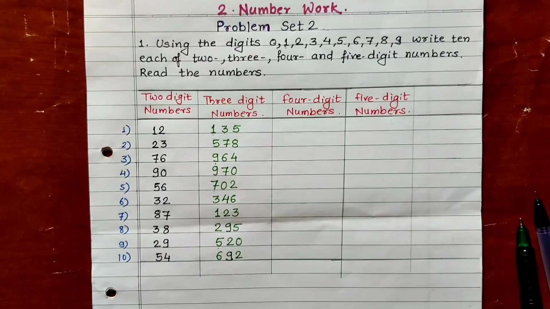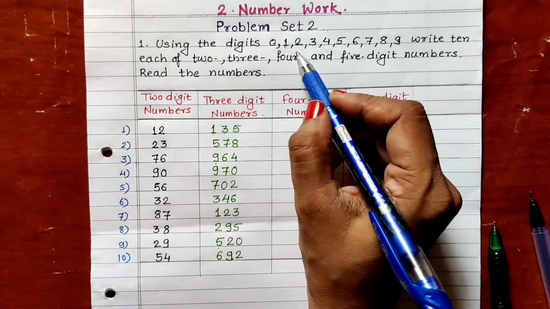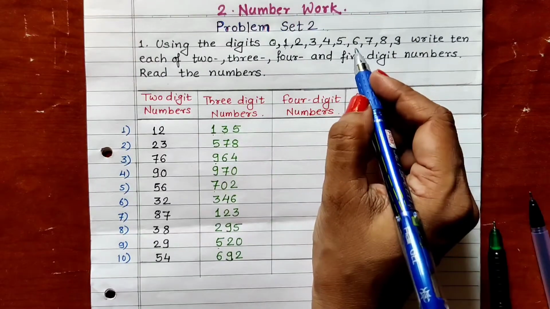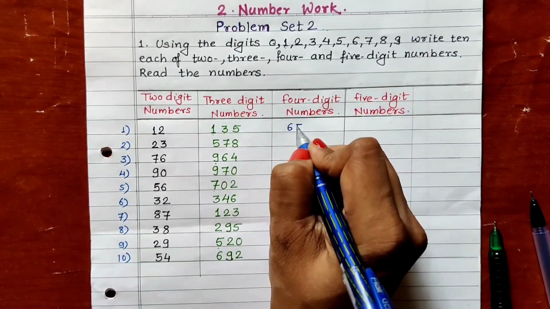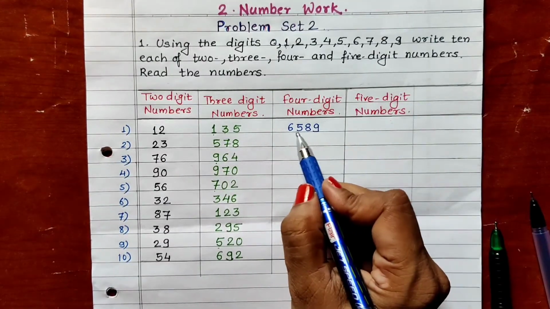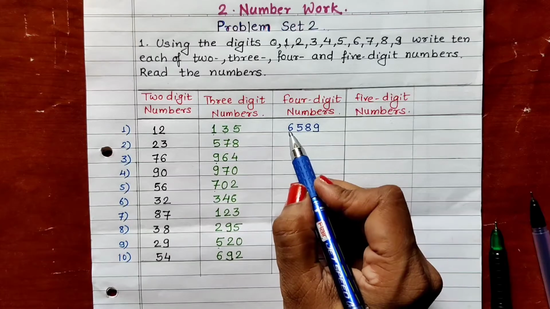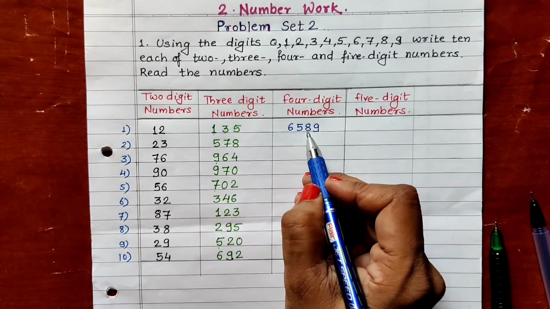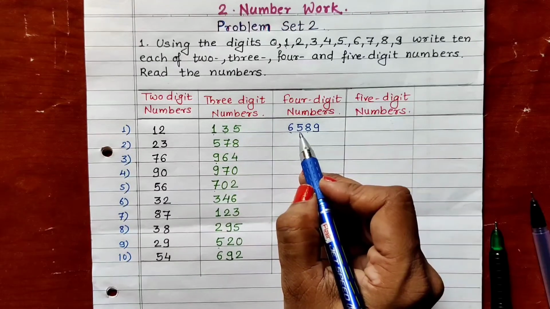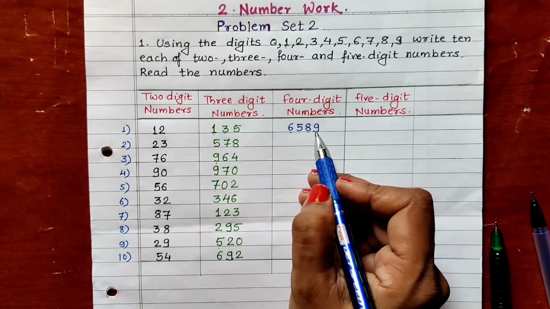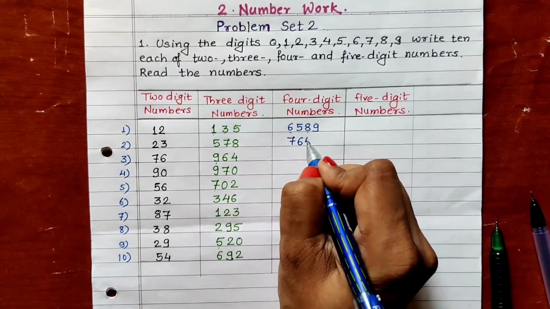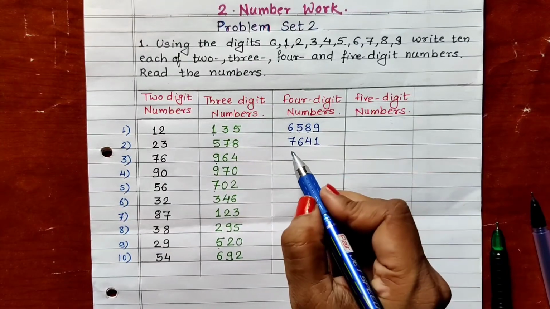Now write a 4-digit number. Any 4 numbers you can write randomly. So I can choose 6, 5, 8, 9. I have written a 4-digit number. How to read it? This is units place, this is tens, this is hundreds and this is thousands. So I have to read 6,589.